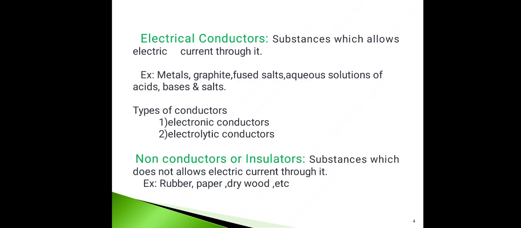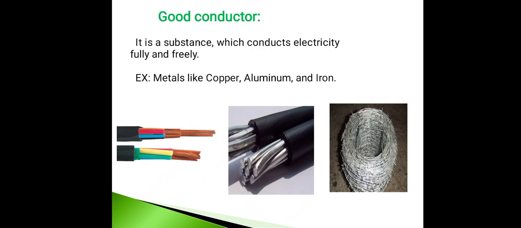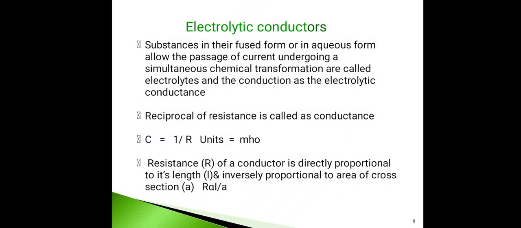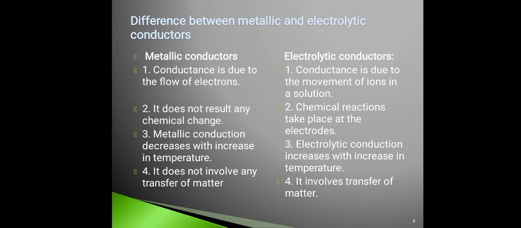And there are two types of conductors: electronic conductors and electrolytic conductors. So electronic and electrolytic conductors are the two types of conductors. Let us go to the electronic and electrolytic conductors. So you see the differences between the metallic and electrolytic conductors. Metallic conductors are also called electronic conductors, and electrolytic conductors are the second important category. So let us have the main important points related to metallic and electrolytic conductors.